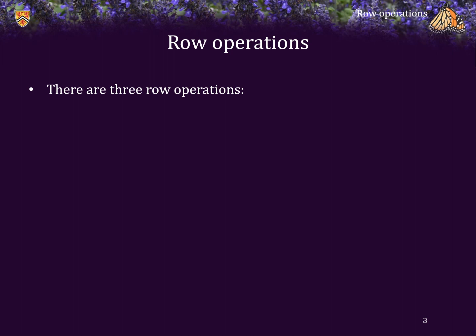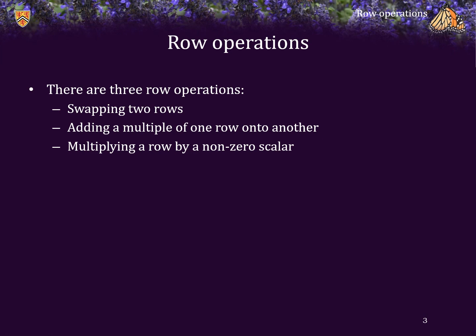Now, recall that there were three row operations we introduced. However, in Gaussian elimination, we only used the first two. So the operations were swapping two rows of a matrix, adding a multiple of one row of a matrix onto another, and multiplying a row by a non-zero scalar.